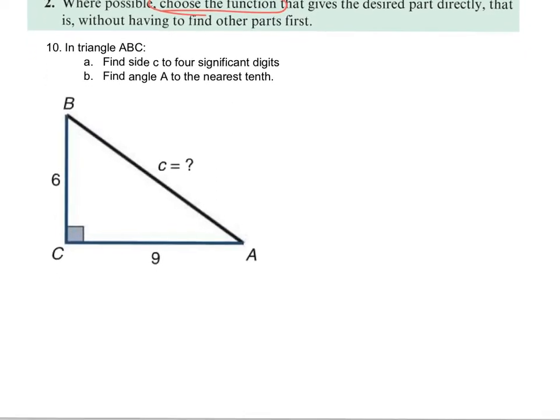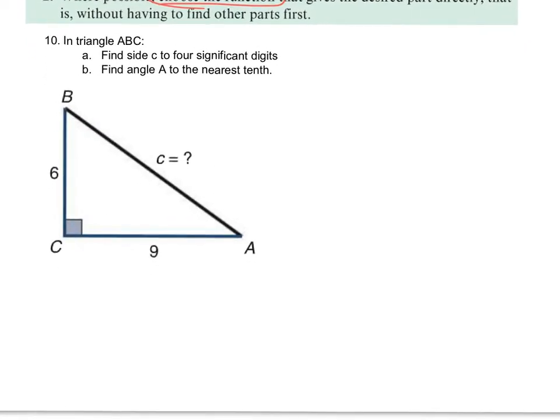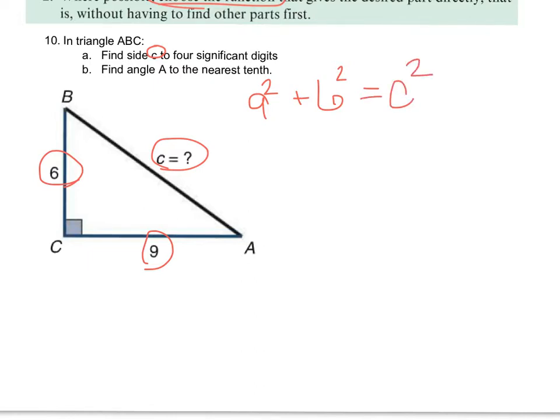In this problem, they want me to use triangle ABC, and the first thing they want me to do is figure out how big side C is. So side C is my hypotenuse. Now you can use trig if you want to, but you sure don't have to because they gave you two other sides of the triangle. So you can say a squared plus b squared equals c squared. That's the most straightforward way.